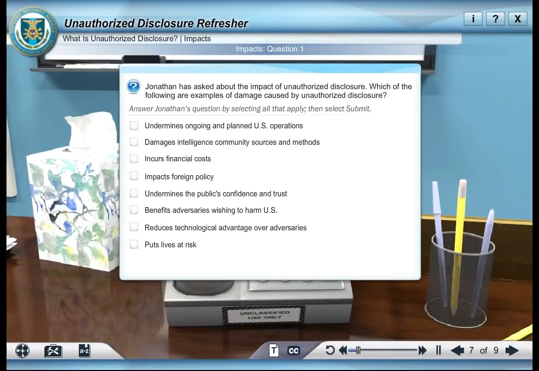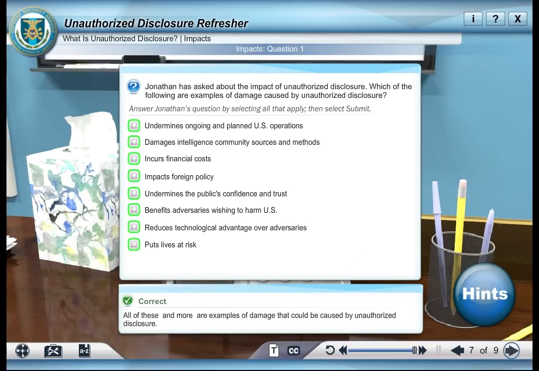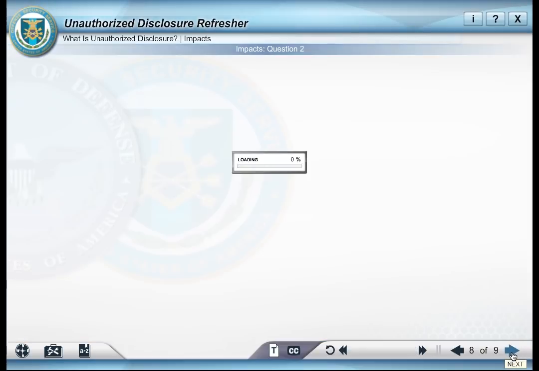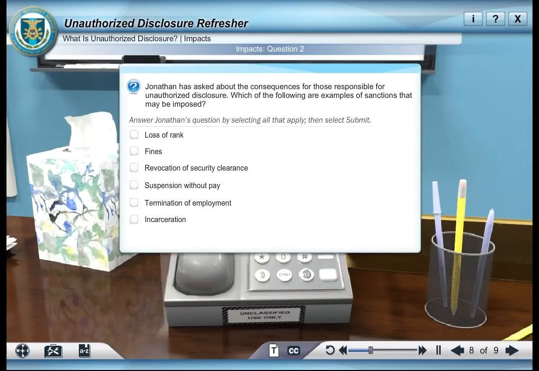Thanks. I think you've cleared up my misunderstandings. But I have some questions about the impact of unauthorized disclosure as well. If you don't mind answering a few more of my questions. I guess I'm just wondering, what's the big deal? What could happen if information gets out? That's pretty serious. I assume there are significant consequences for those responsible?